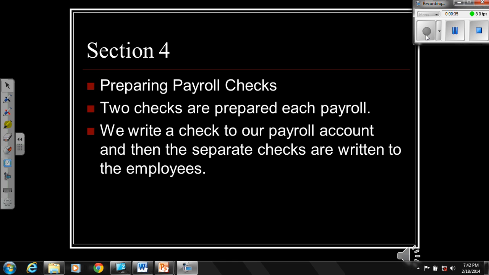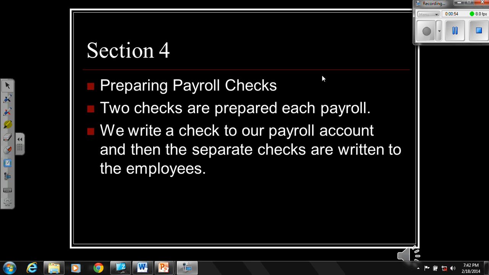All we're simply going to do is just write the checks. So what we have to do before we do anything is we have to write a general account check to our cash account. So we're going to go to the bank. We're going to write a check for the total amount that's owed for the payroll. Where do we find that?